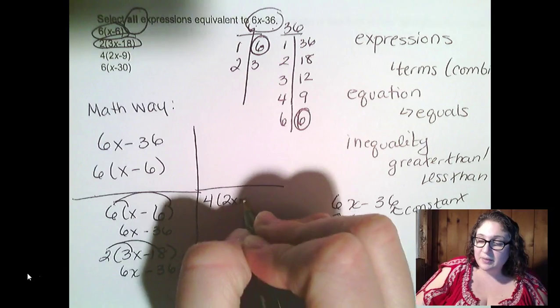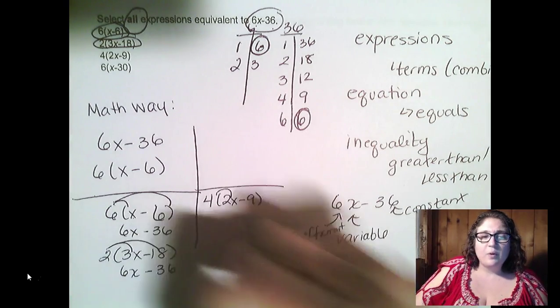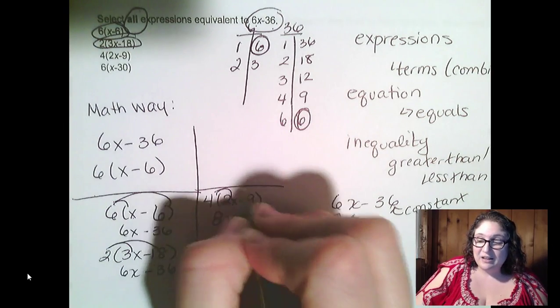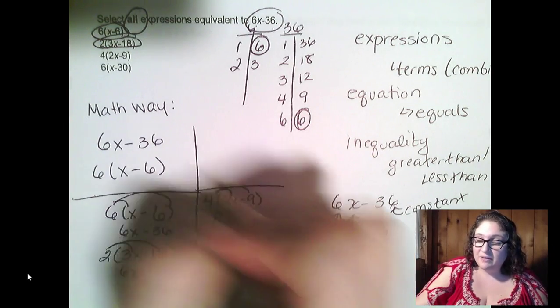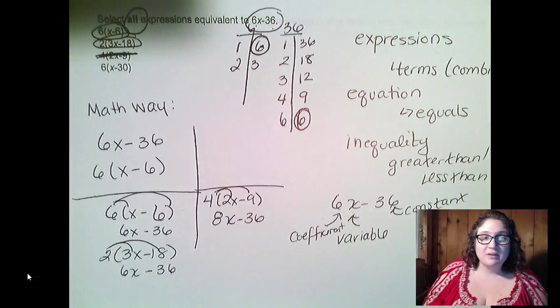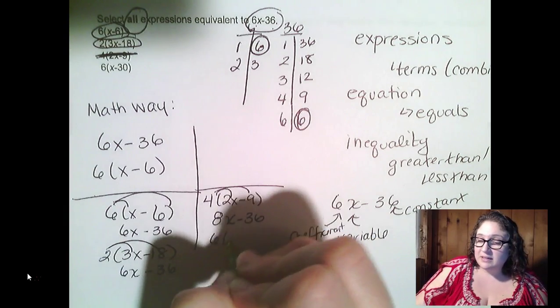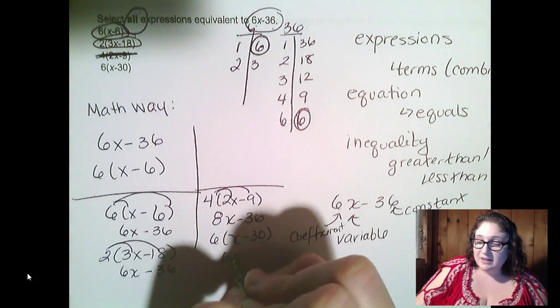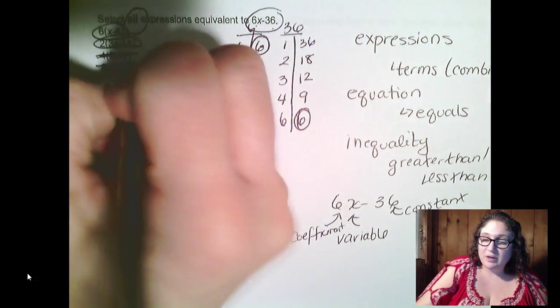I'll go down here. 4 times 2x minus 9. 4 times 2x will give us 8x. 4 times negative 9 is negative 36, so that one doesn't work. And lastly, 6 times the quantity x minus 30. So we have 6x minus 180, which of course won't work either.